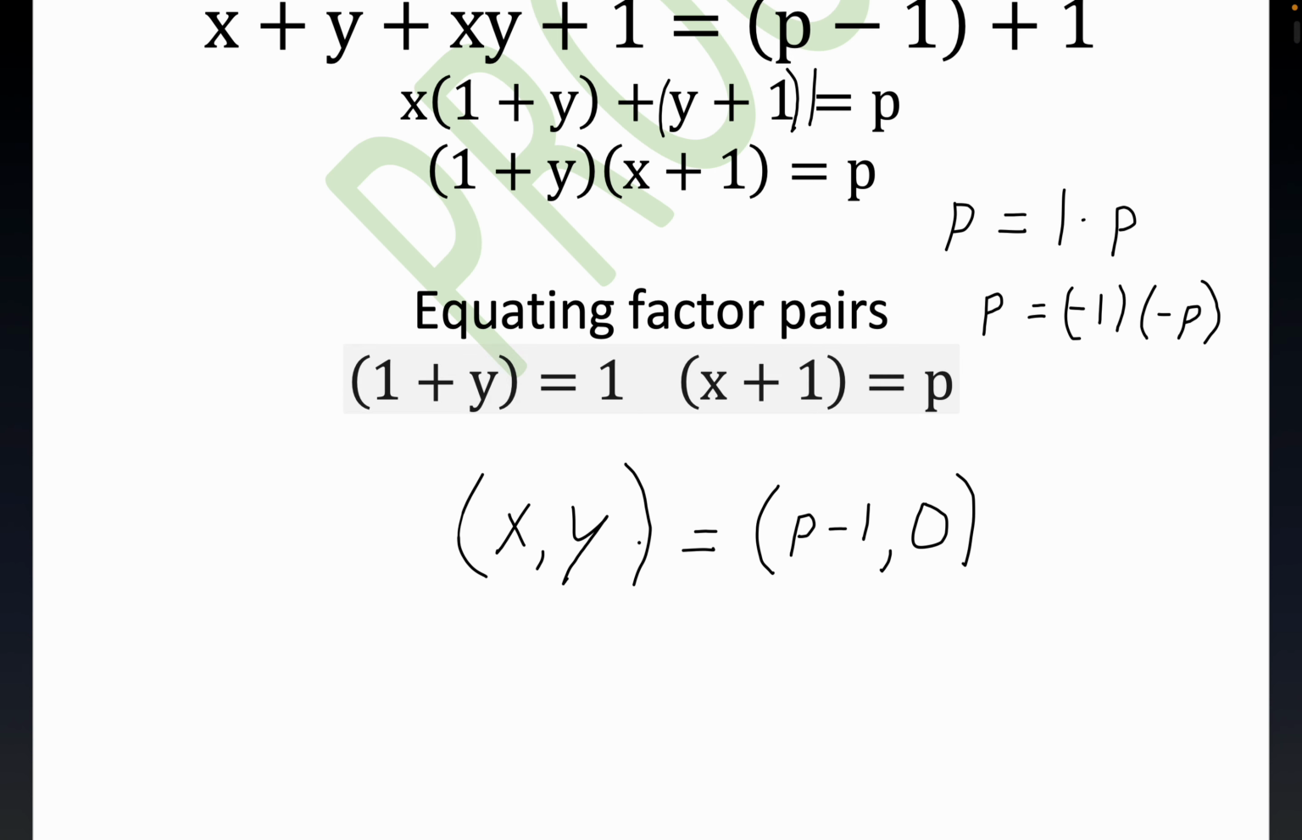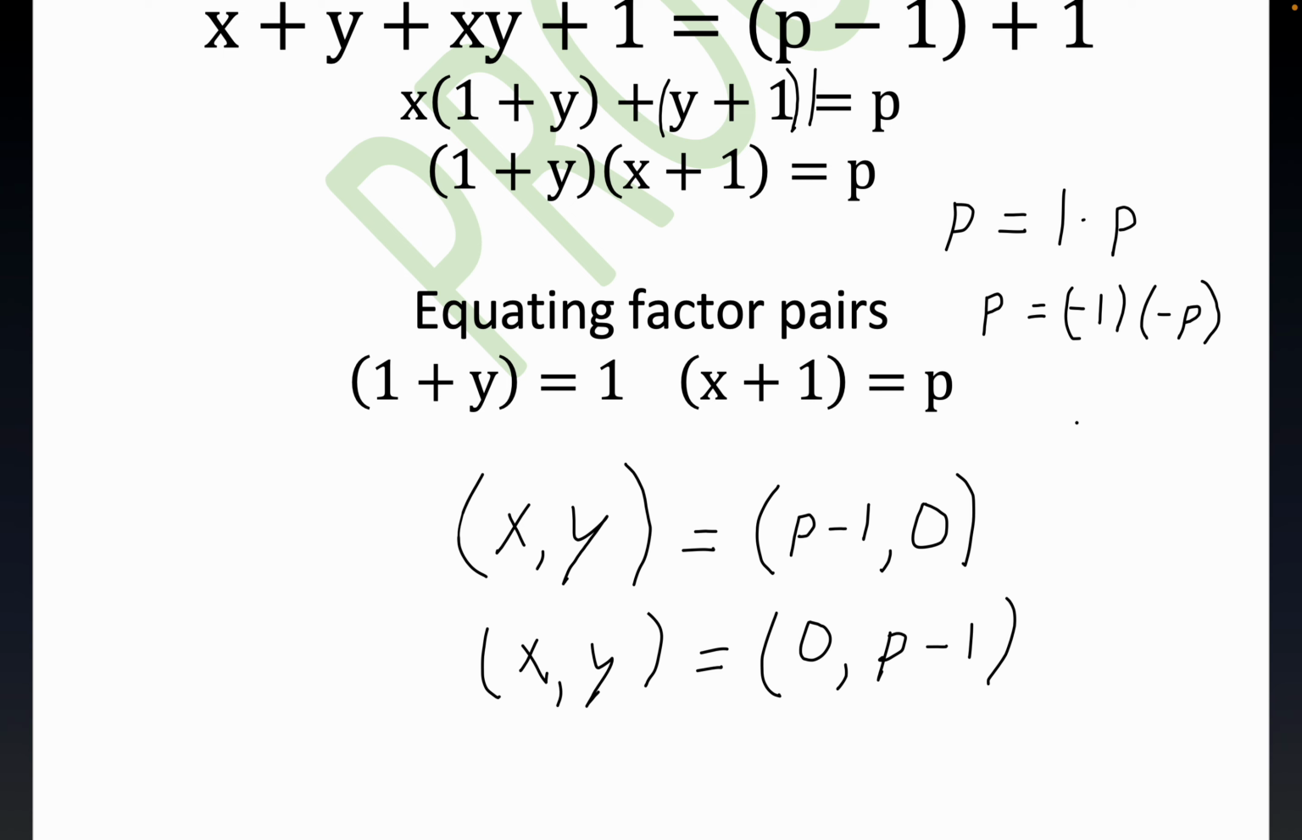And also by symmetry, the very same thing would happen. Another solution would just be swapping these. If we flipped around these assignments here, x, y would be equal to (0, p minus 1). You see, these are going to be the only possible positive integer solutions, and one of them is not positive, right?